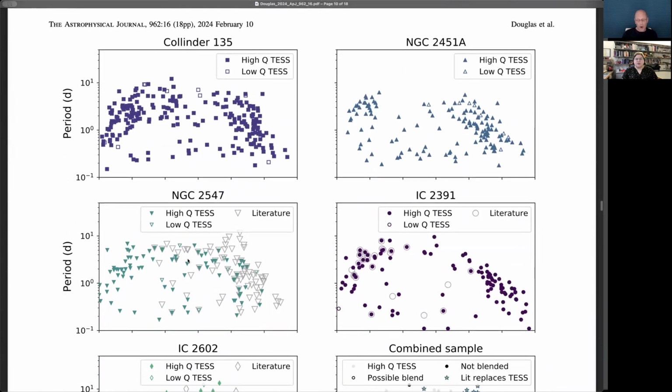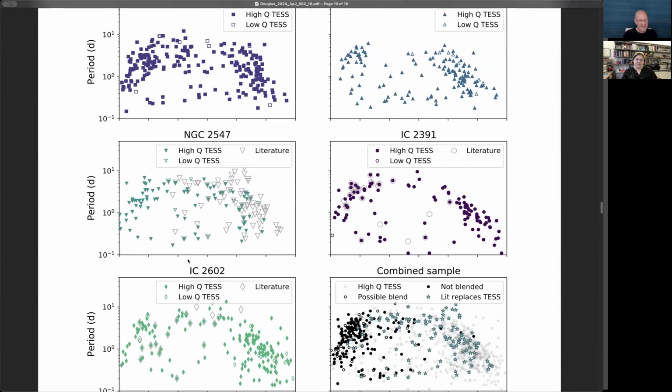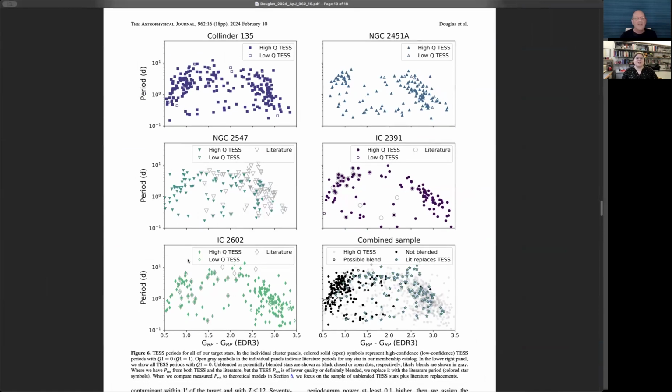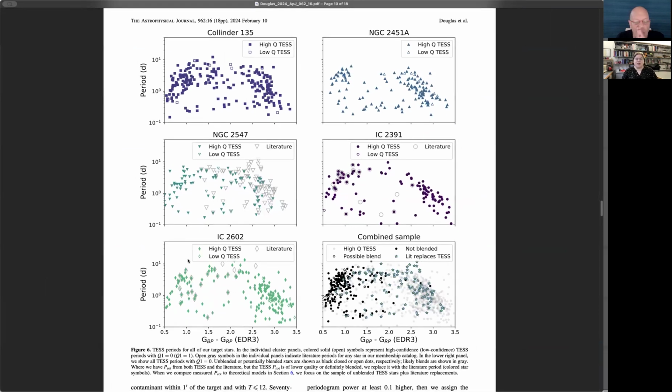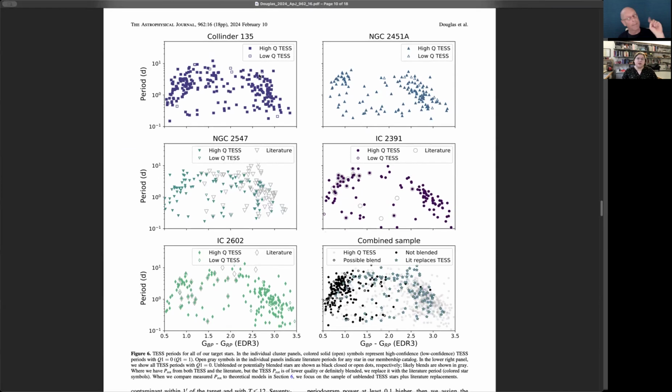And then we were on our way to Figure 5. This is our results. It's like the CMDs. We've got a panel for each cluster individually, and then a combined panel in the lower right. Within each panel for the individual clusters, the solid points are a high-quality TESS detection. Open points are a lower-quality TESS detection. And then the gray open points are literature detections for that same cluster.